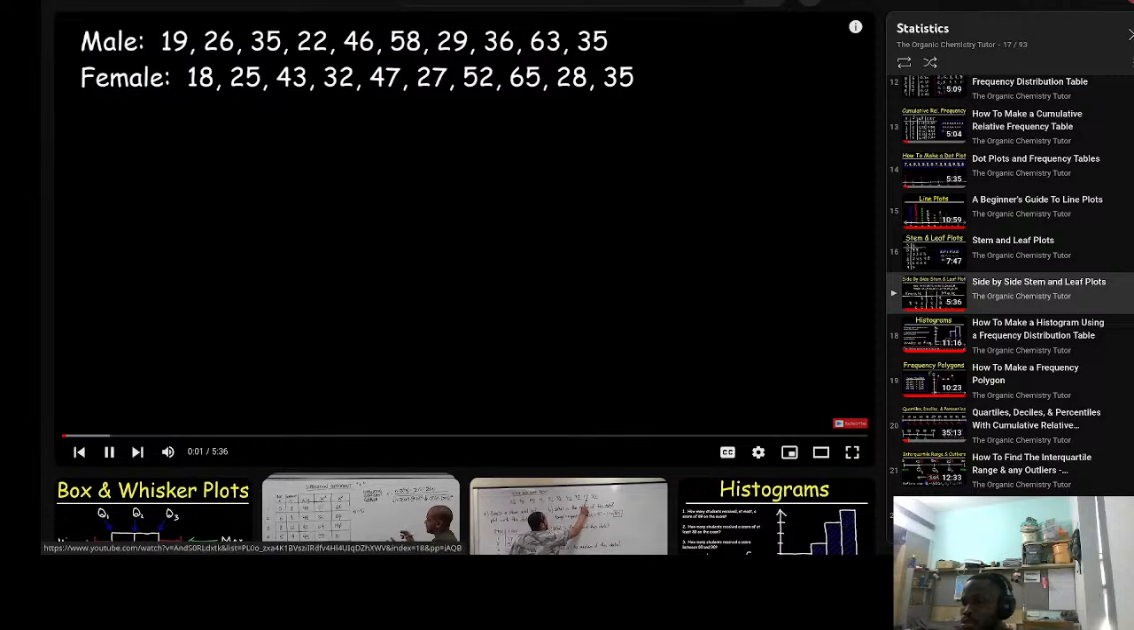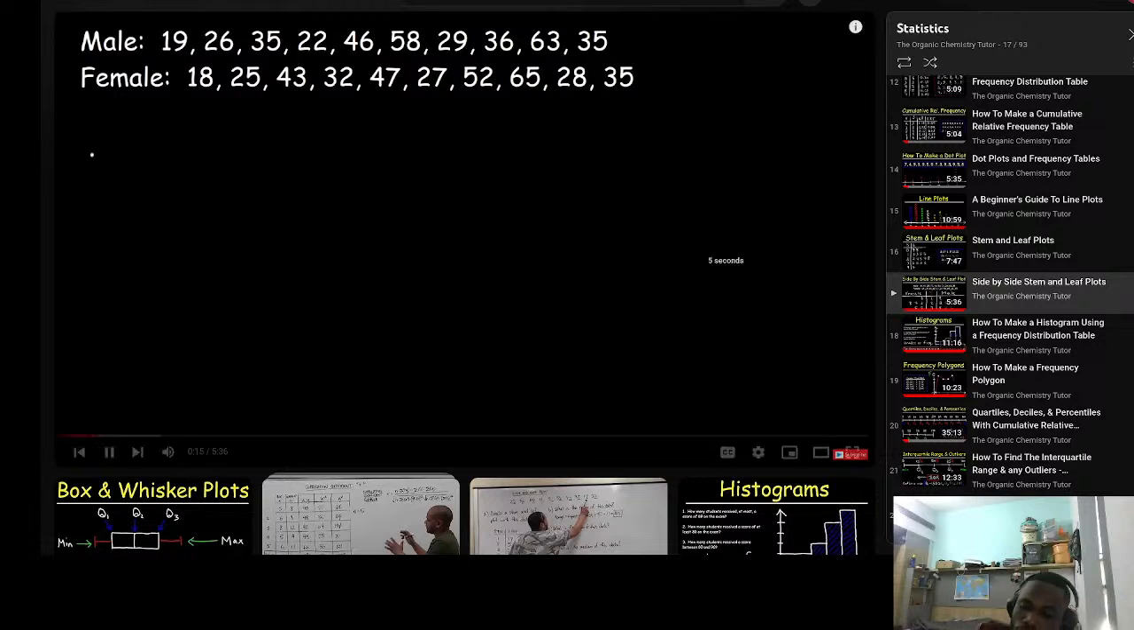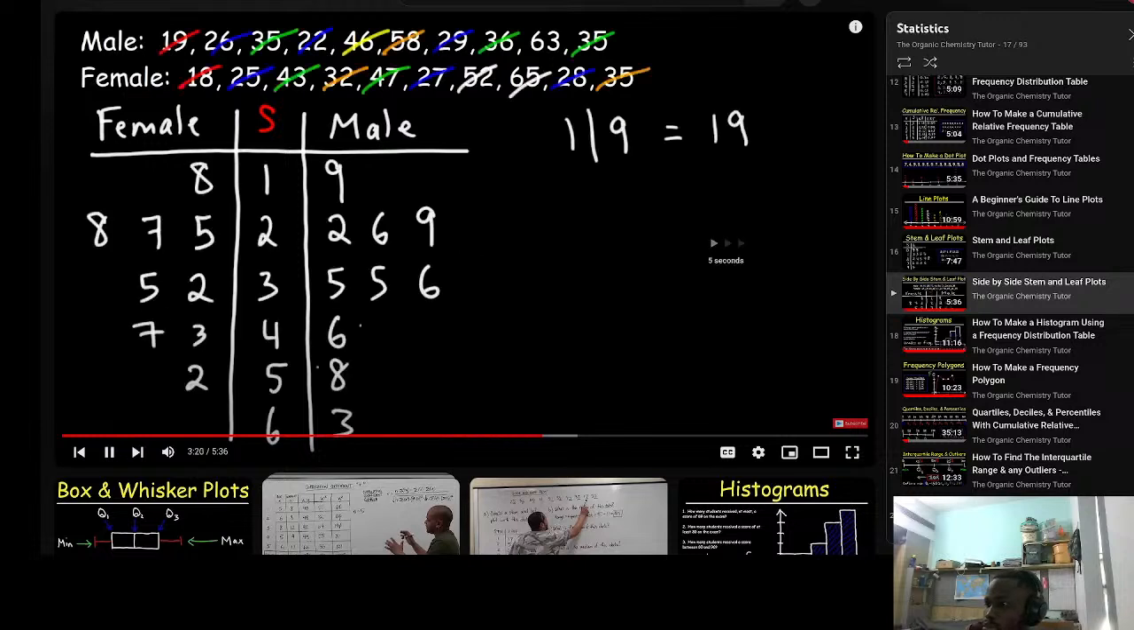So in this video, what we're going to do is make a side-by-side stem and leaf plot. So we're given the ages of males.